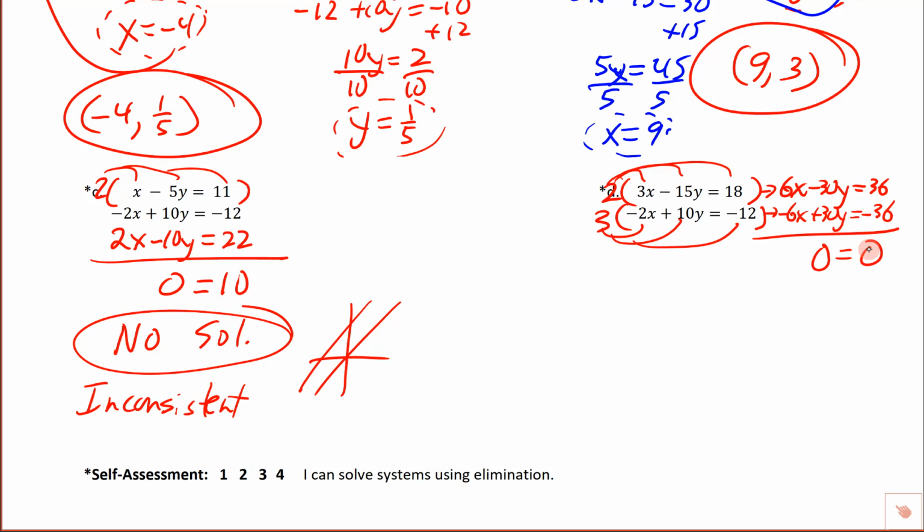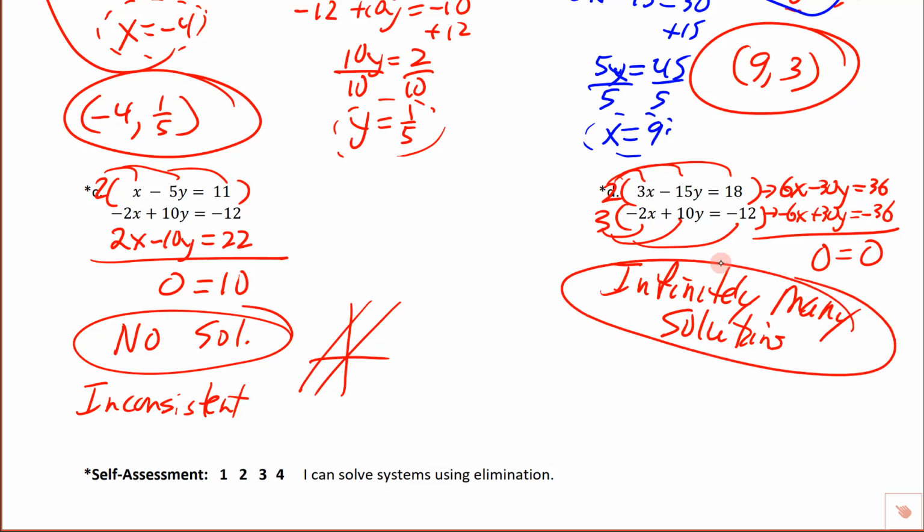Now, what does that mean? These two numbers are equal to each other. So the way we used to say that is we would say there are infinitely many solutions. So we'll go ahead and circle that. Do you remember if there's a name for this? It's not inconsistent because that means there's no solution. This has solutions. This is consistent and dependent.